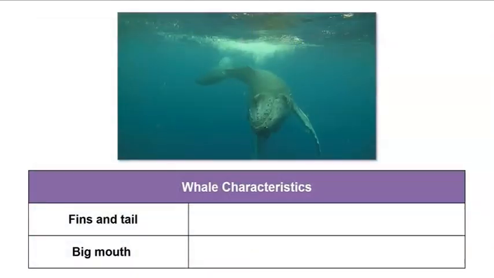Well, the whale's fins and tail are very important for survival because they help the whale swim in the ocean. And remember the whale's big mouth? The whale uses that big mouth to eat a lot of fish. If I had a body that big, I need to eat a lot too.